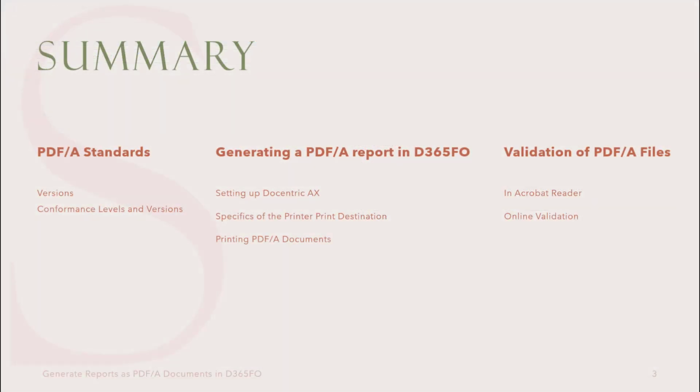So let us review once again our agenda and what we have learned today. We have learned about PDFA standards, their versions and conformance levels. Then we moved on to generating PDFA reports, where we discussed how to set Docentric AX. We printed a few documents with Docentric templates, with SSRS designs, and we also talked about some specifics of print destination, specifically printer print destination. And finally, we have seen how to validate a PDFA file when it is generated using one of the online validators, and we have also seen how the generated PDFA looks in Acrobat Reader.